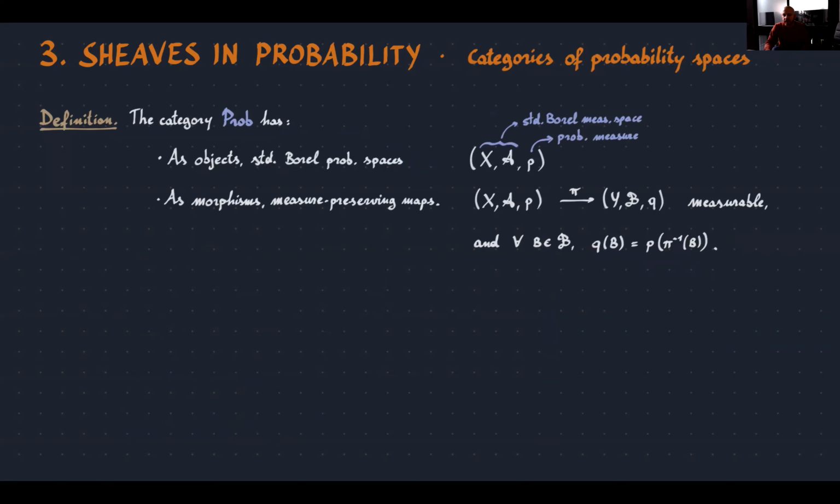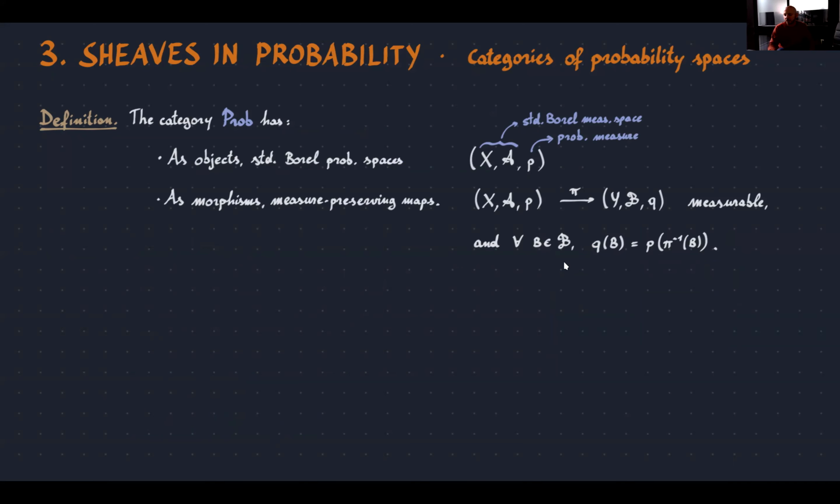All right, so here are the categories. The category Prob has as objects standard Borel probability spaces, so measurable spaces with a probability measure, and as morphisms, maps that also preserve the measure. Which is just bookkeeping to say, just pick one measure and then everything else, just push it forward.